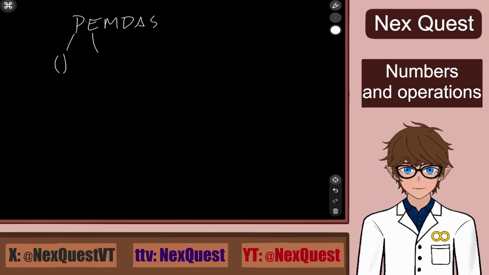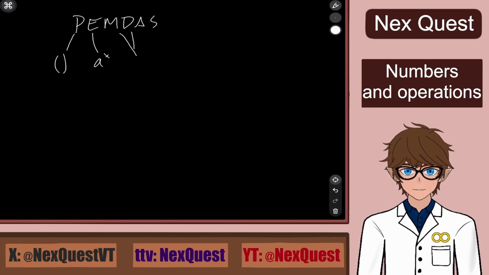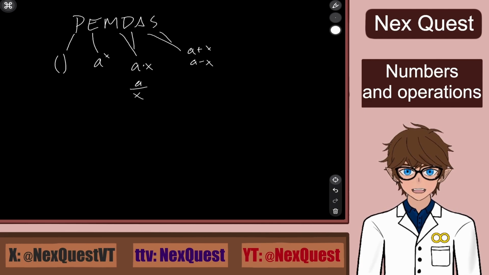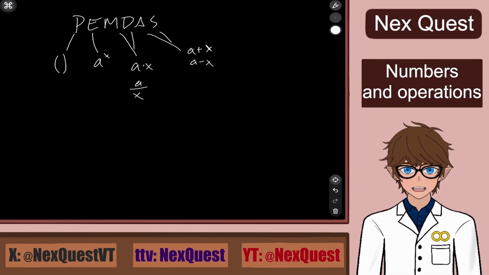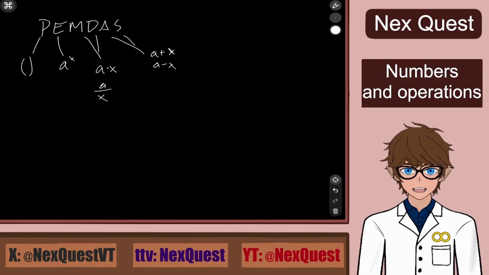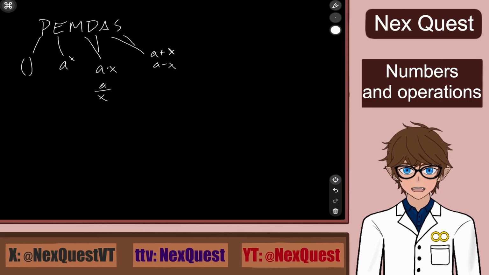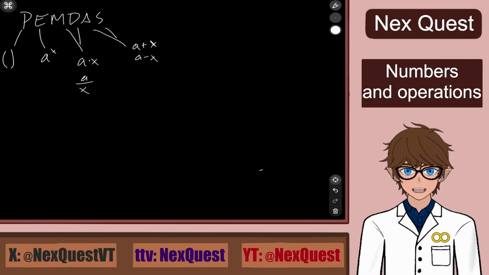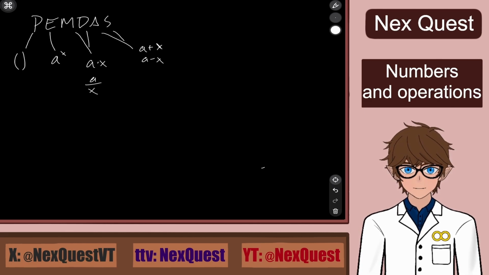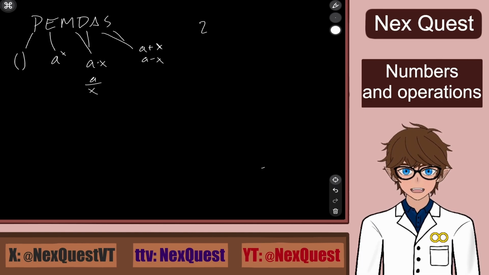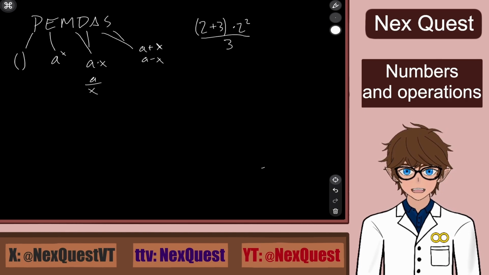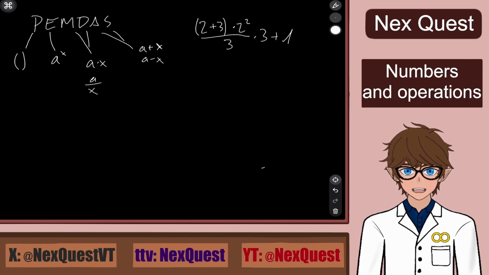The most common term you'll hear is PEMDAS, which stands for parentheses or brackets, exponents, like a to the power of x, multiplication or division, a times x, and addition or subtraction, a plus x. Now, if we wanted to solve an equation by following PEMDAS, we would say, let's think. Okay, (2 plus 3) in the brackets times 2 to the power of 2 divided by 3 times 3 plus 1. I think this covers all bases.